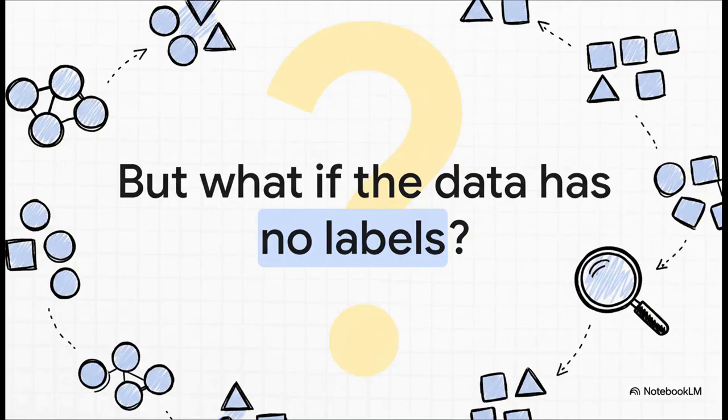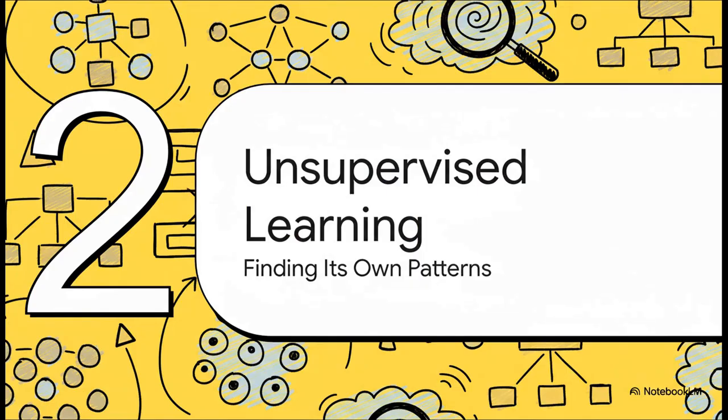Okay, that all works great when you've got that perfect answer key. But what happens when you just have a giant, messy pile of data with no labels, no answers at all? How on earth can a machine learn anything from that? Well, that brings us right to our second teaching style, unsupervised learning.